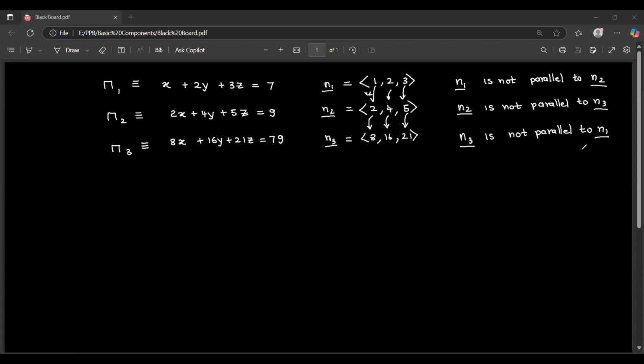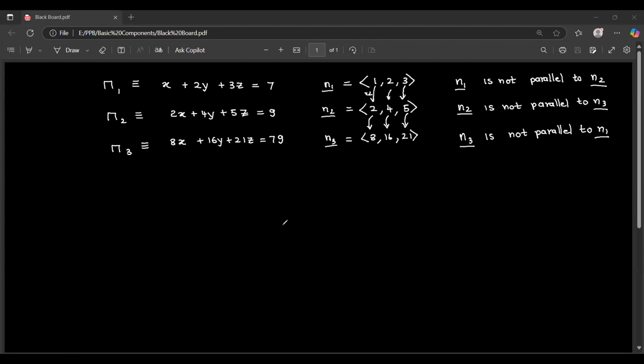Now I have to check whether they have H type. Okay, well, definitely they don't have H type. Why? Two planes are not parallel to each other. So I can definitely say they are not in H type either.